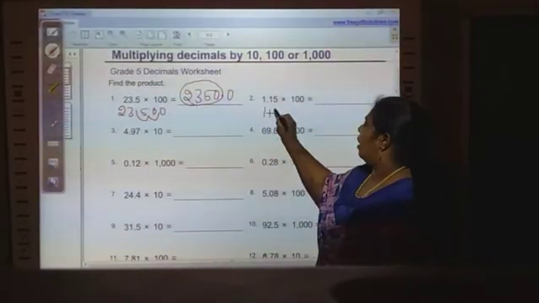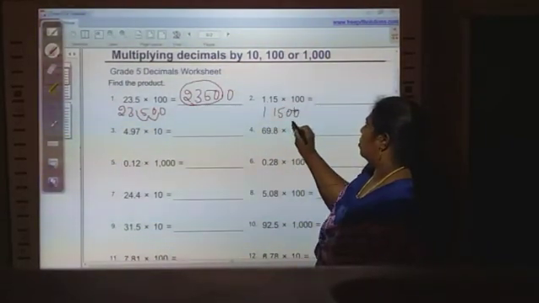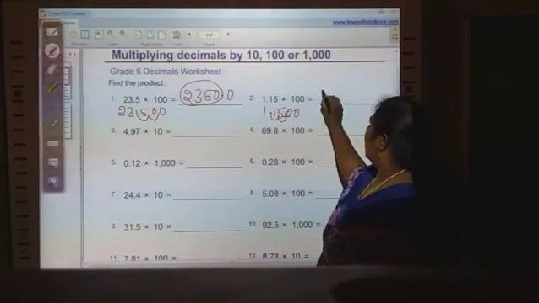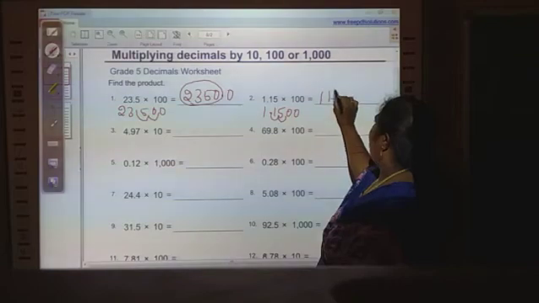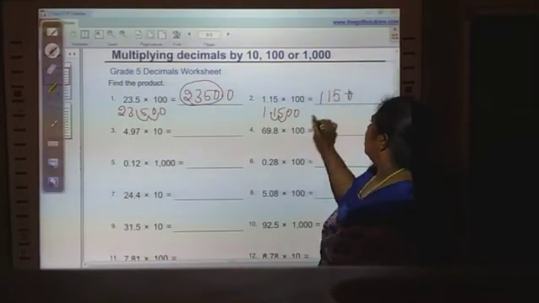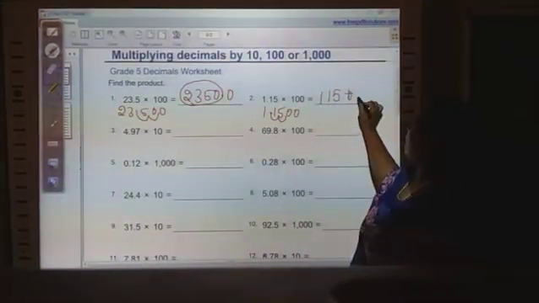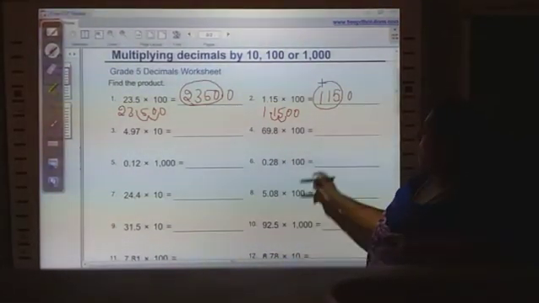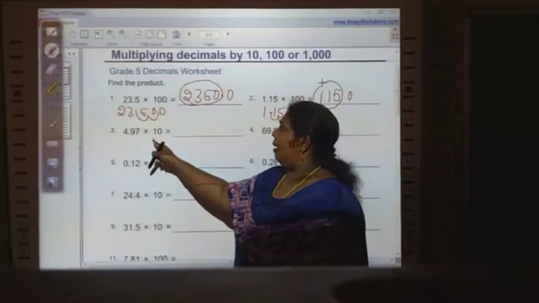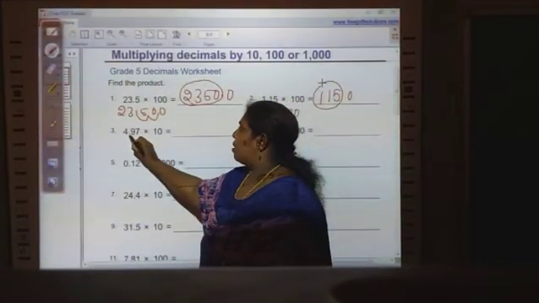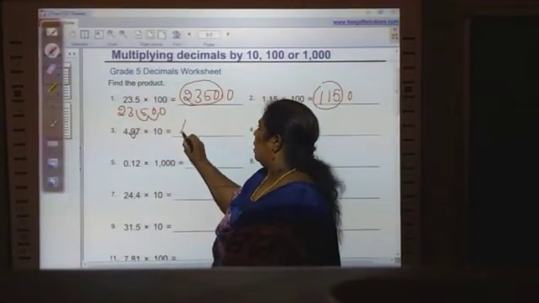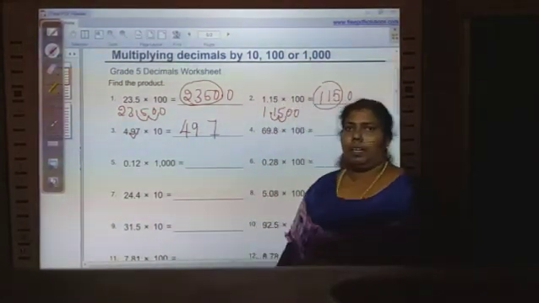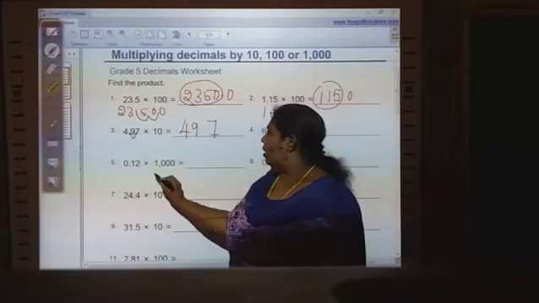Here 100. So how can you write 1.15? Add 2 zeros. So the decimal is here, 1, 2 places. So the answer is 115.0. You can write the answer here 115. Understand? See, then 10. 4.97, so only 1 place. So the answer is 49.7. 49.7.